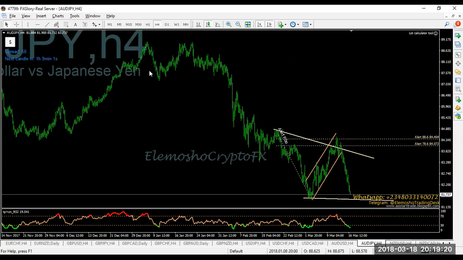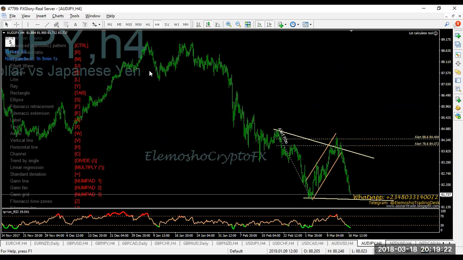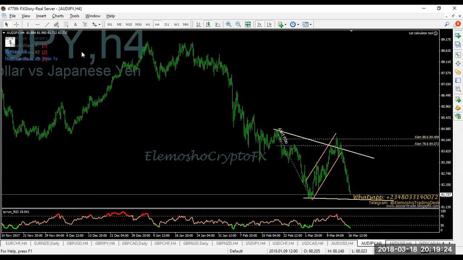Let me bring up my Elliott Wave indicator. Sorry, let me move this guy to the upside. So this is my wave 1, 2, 3, 4, and 5. And here we have our A and now our B. And so we will be expecting our C.